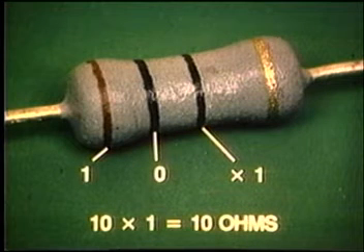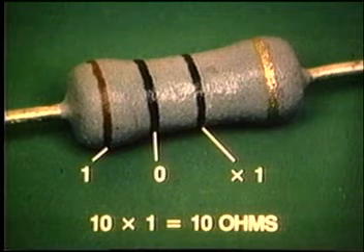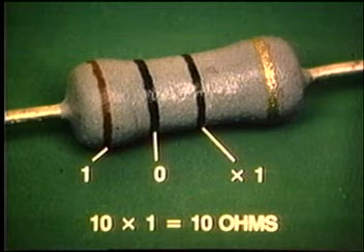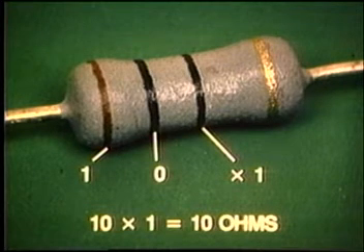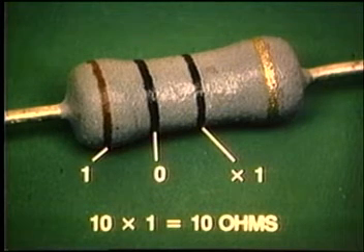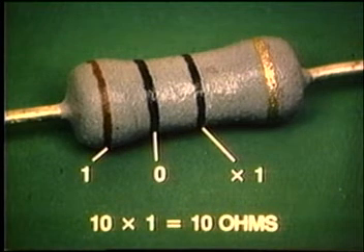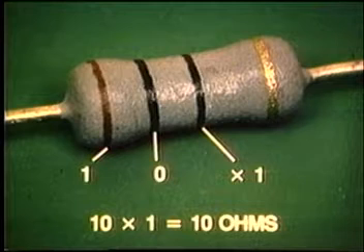To check your measurement, look at the colored bands on the body of the resistor. Using the EIA color code, these bands stand for 1 and 0, with a multiplier of 1. Therefore, 10 times 1 gives a total rated value of 10 ohms.